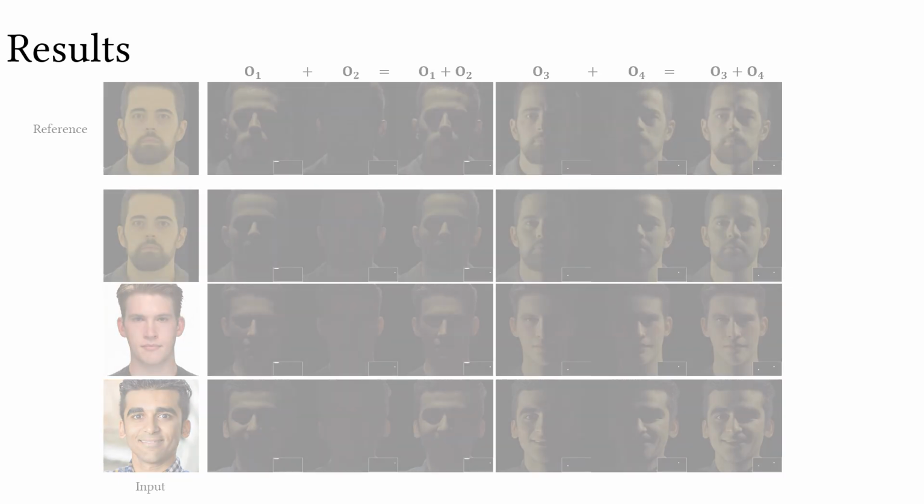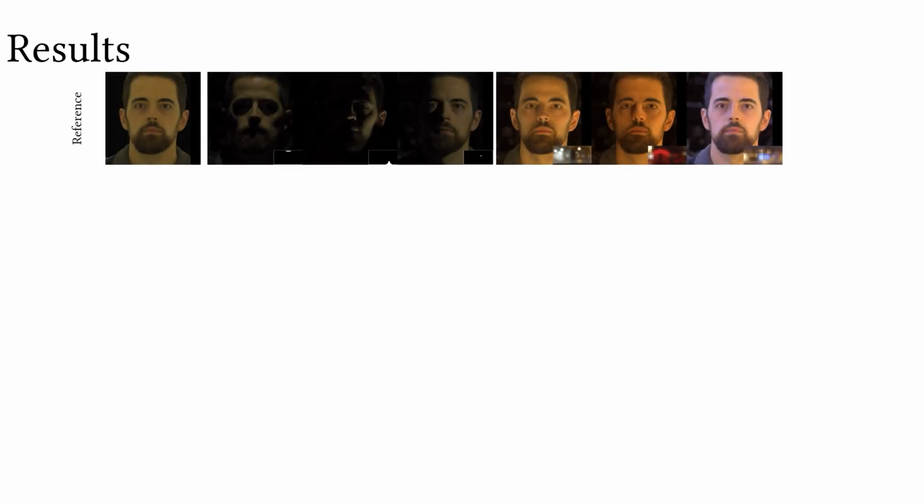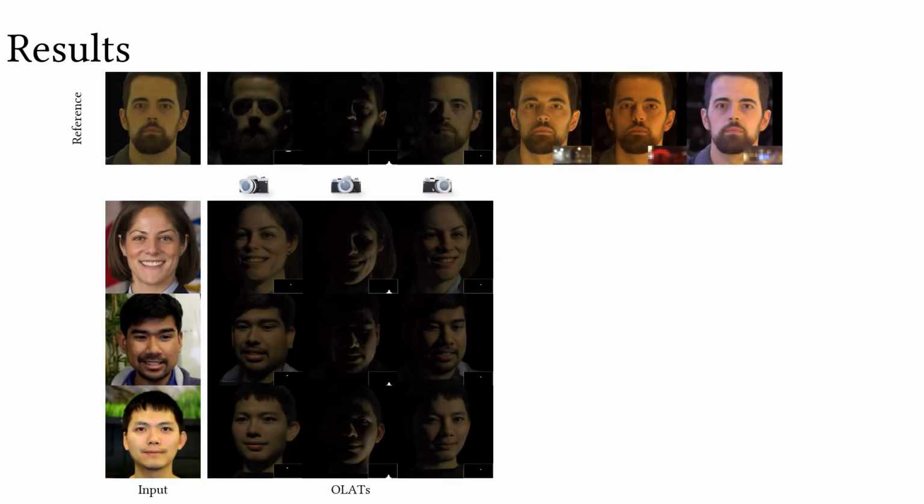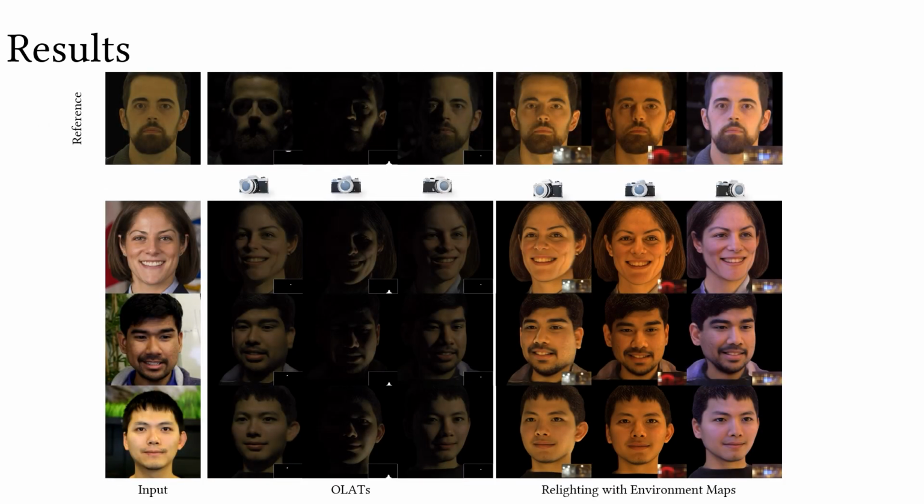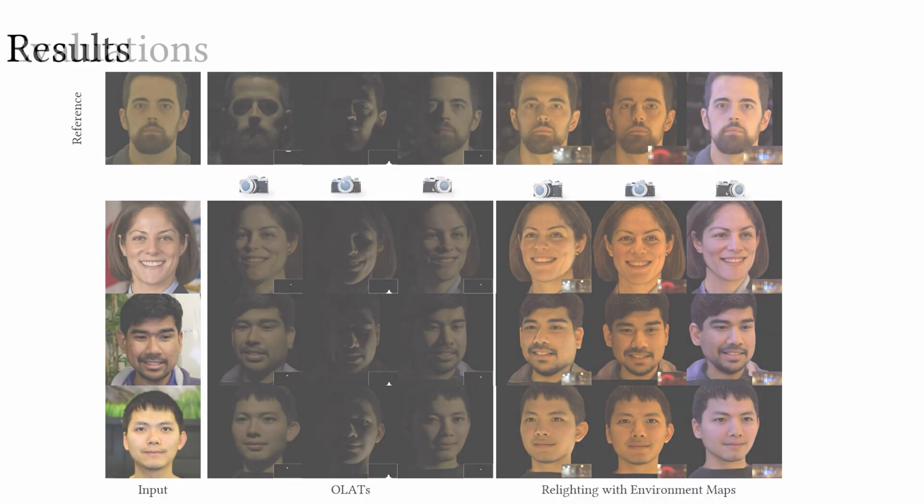Next, we show more results on in-the-wild subjects. First, OLAT rendering, and then relit portraits after combining with HDR environment maps under novel viewpoints. Our method closely matches reference relighting under various lighting conditions while preserving expressions and identity across views. 3DPR produces relighting that is both 3D consistent and also consistent across subjects.